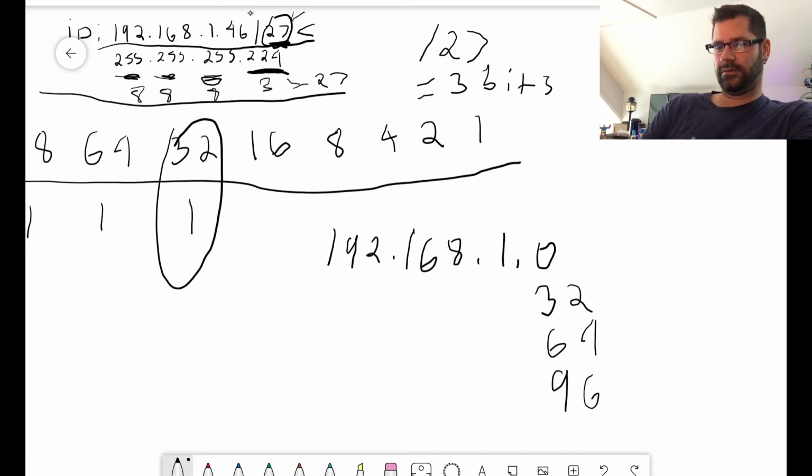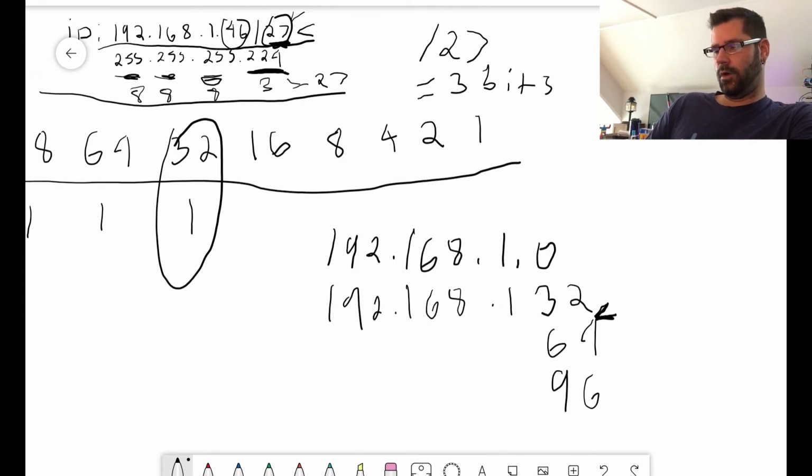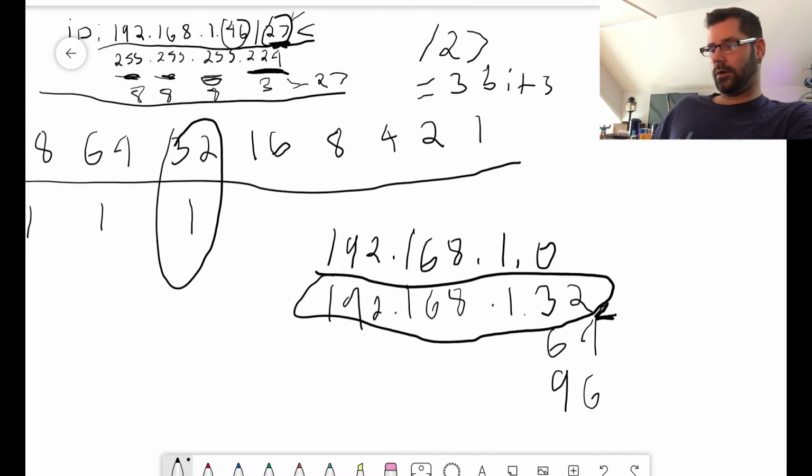is 192.168.1.46, so that would fall in between the 32 and the 64. So we know that the network is going to be 192.168.1.32. That's the network. So this .32 would define the network, just like in a classful address or a classful network, the .0 would define the network.